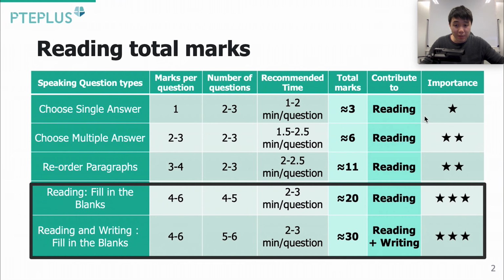Before getting to the question types themselves, let's first take a close look at the weights of these two question types. As we can see in this comprehensive table, Reading FIB and Reading Writing FIB account for more than half of the total marks of the 5 reading question types combined. Undoubtedly, we need to give higher priority to these two question types regarding both preparation time before the exam and the actual time allocated to them during the exam. We will dive deep into the time allocation in a separate video.